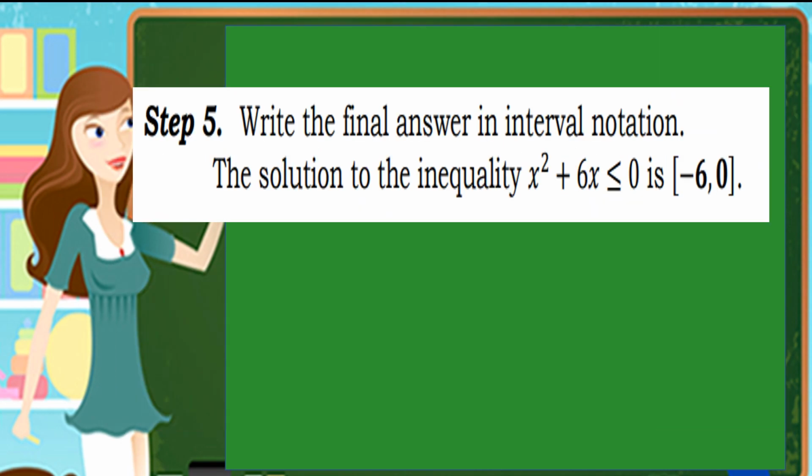Okay, and final, we write the final answer in interval notation. So, the solution set to the given inequality x squared plus 6x less than or equal to 0 is negative 6 and 0. Or the values of x is greater than or equal to negative 6 and less than or equal to 0. Okay?